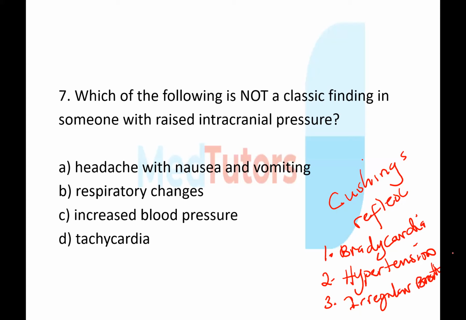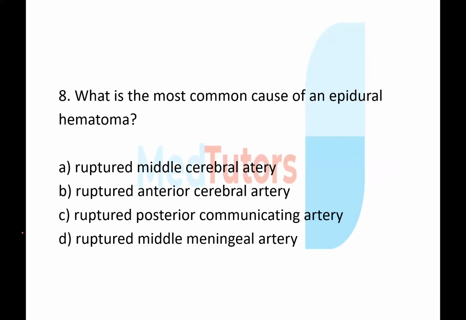So if you look at the options here, headache with nausea and vomiting, yes, is a feature of raised intracranial pressure. Respiratory changes, yes, if they have Cushing reflex. Increased blood pressure, yes. Tachycardia. So tachycardia is false because you rather have a bradycardia. What is the most common cause of epidural hematoma?